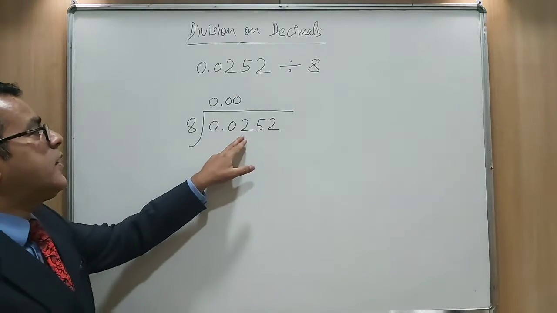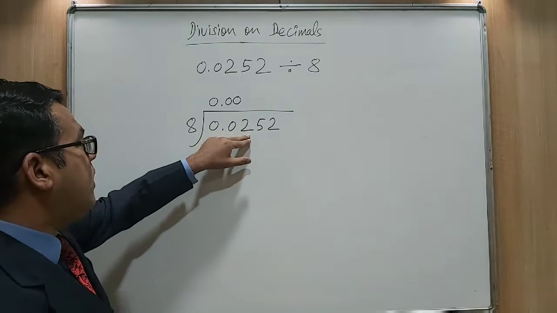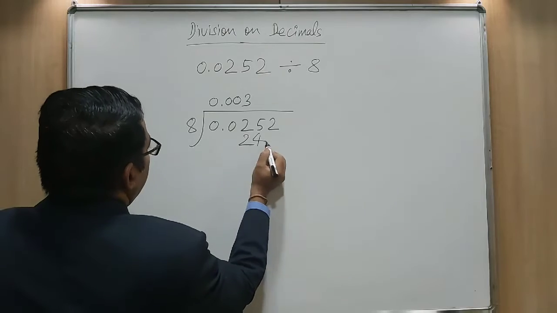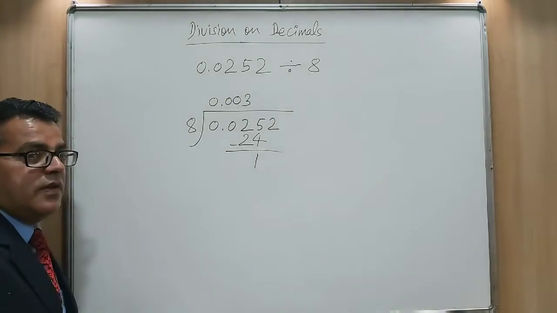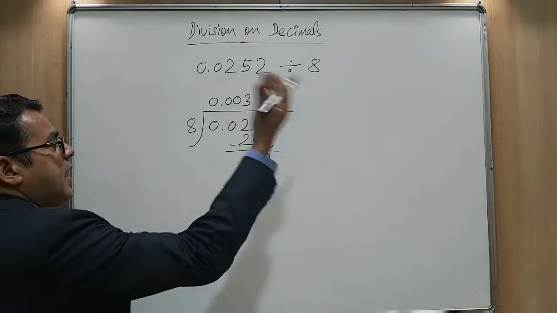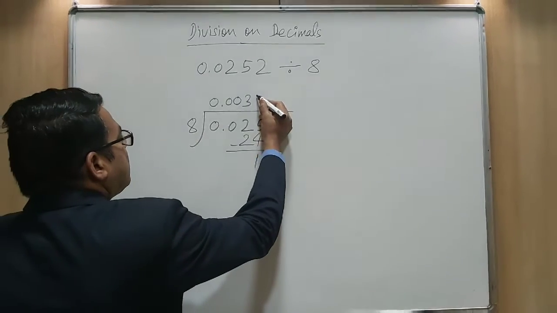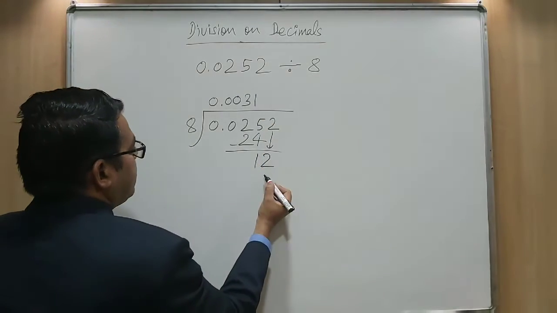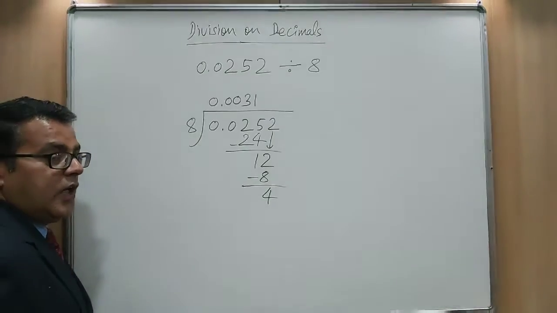Now what to do? You need to take two digits together. It is now 25. So in 25 we know that 8 3s are 24. Right? Now subtract it. 1 we have after subtraction. Now the next step is to shift the next digit down. Now it is 12. So how many times? 8 2s are 16. 16 is bigger than 12. So 1 time. 8 1s are 8. After subtraction, what do we have? 4.